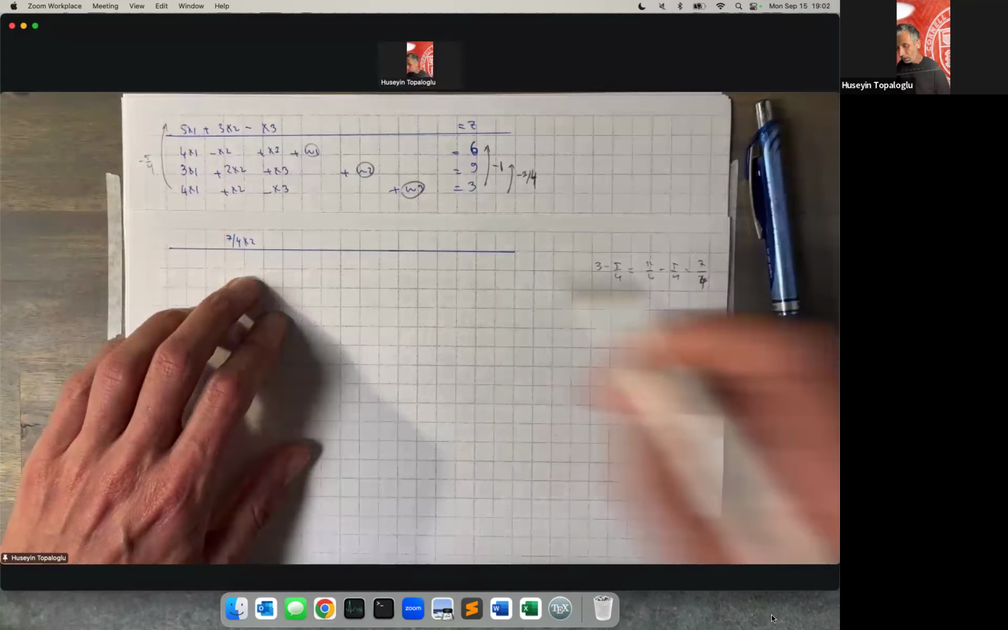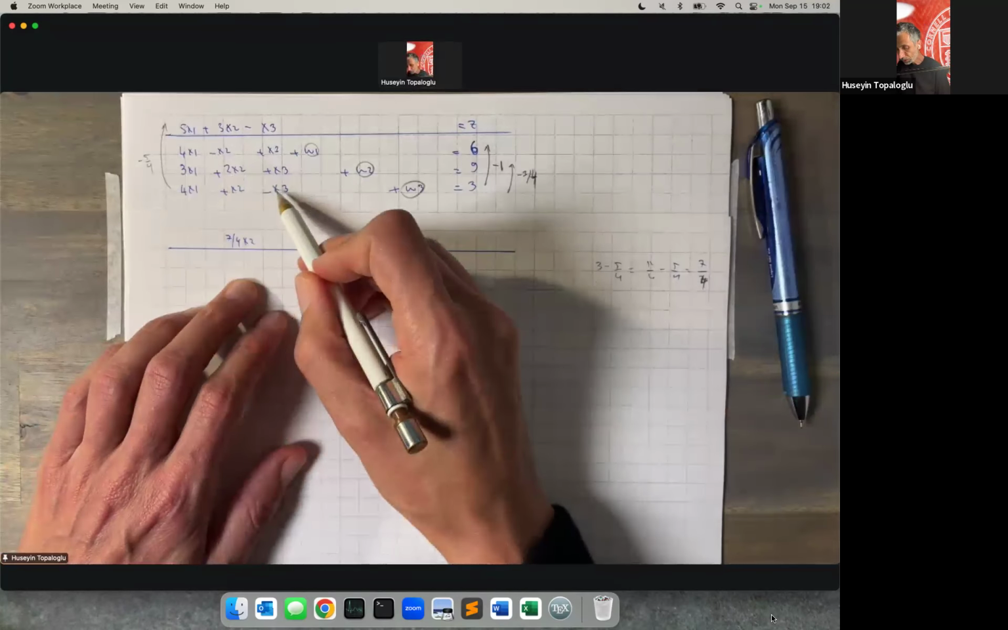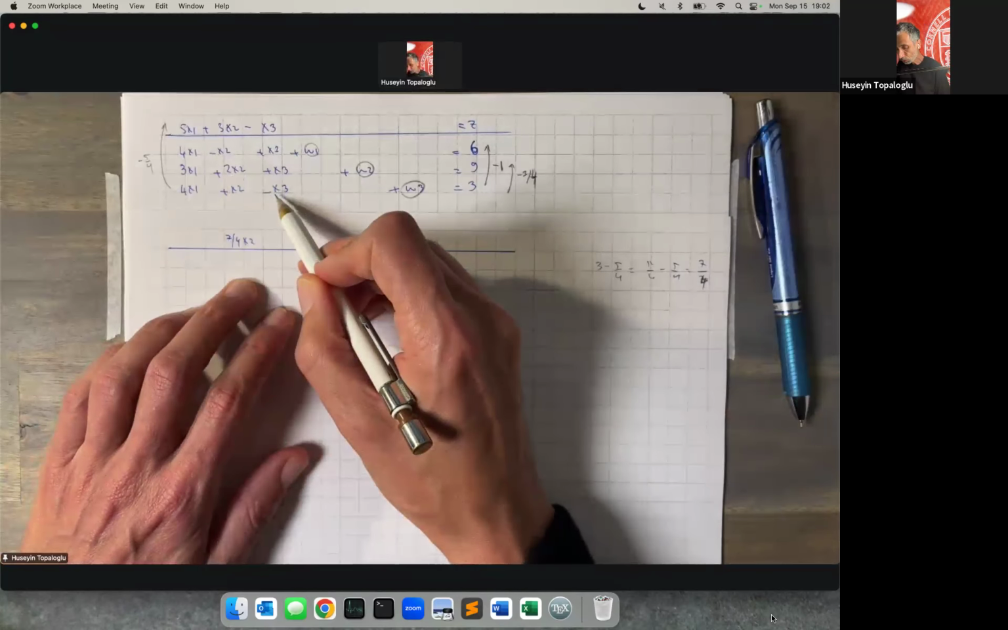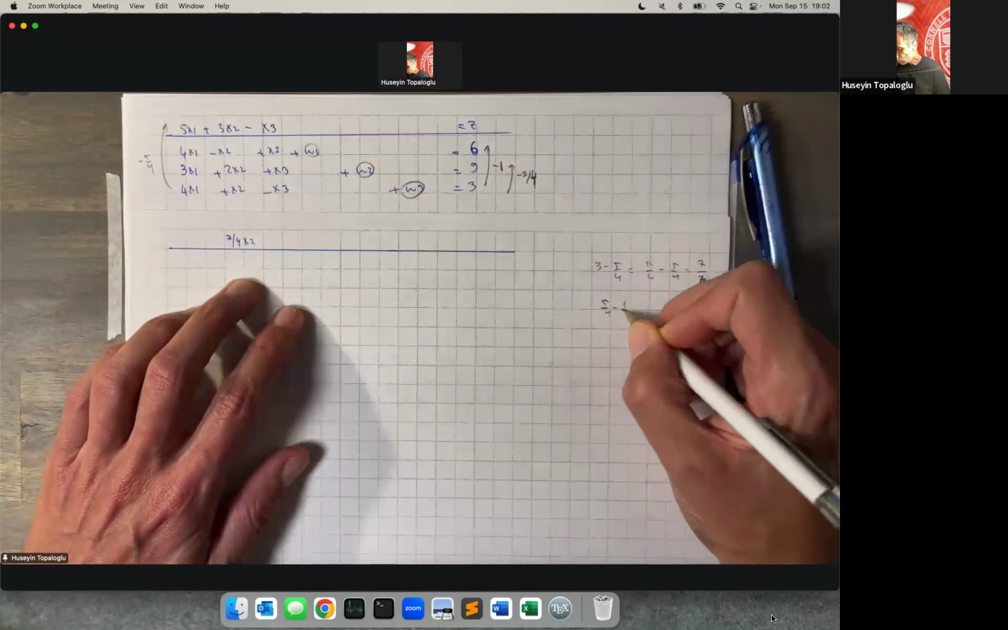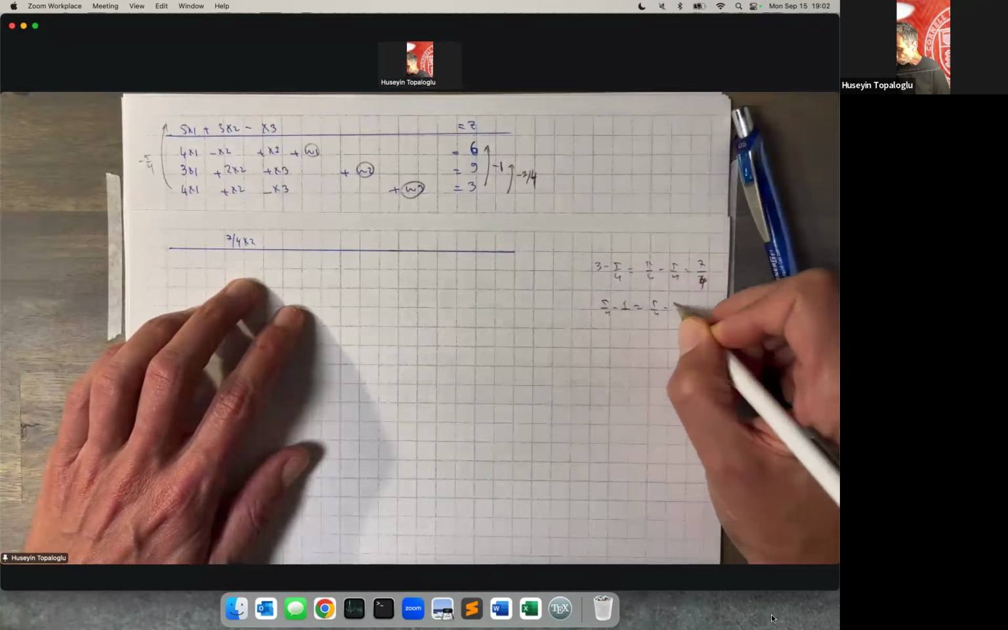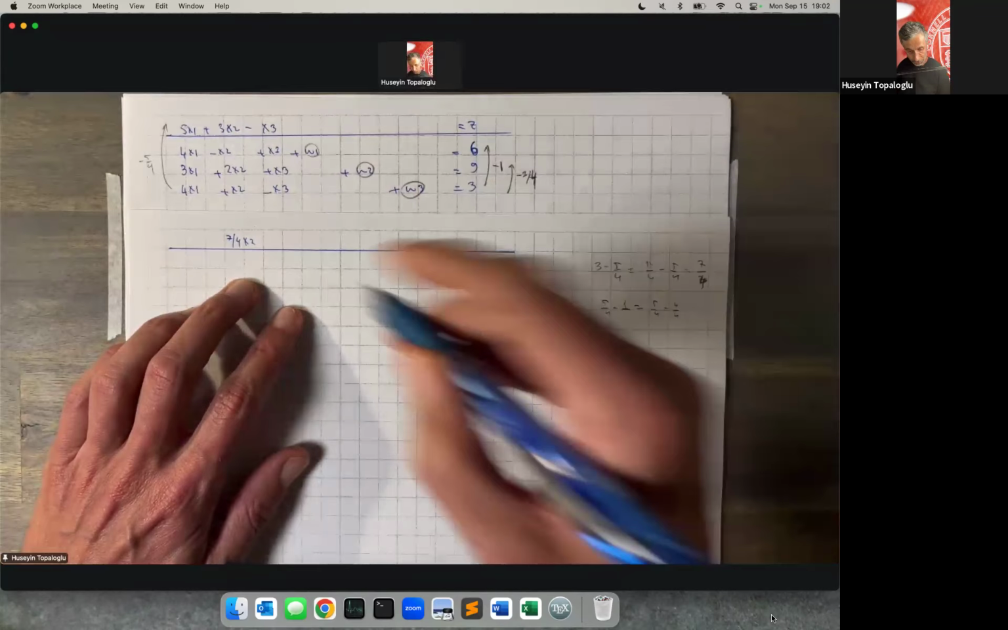Let's keep going. Minus 5 over 4 times minus x3. That's plus 5 over 4 x3 minus another x3. 5 over 4 minus 1. That is 5 over 4 minus 4 over 4. That is 1 over 4 x3.